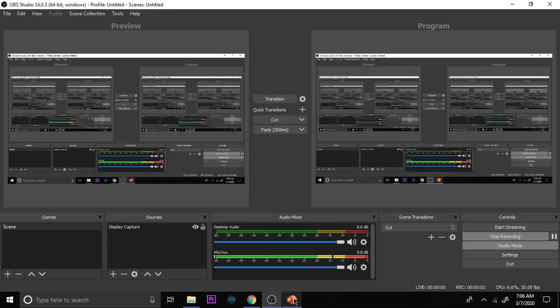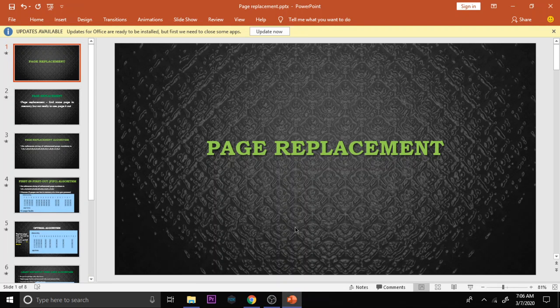Hello everyone, in this video we will see about the page replacement algorithm. Why the page should be replaced? We all know about the concept of swapping. Main memory is a small memory but it can be directly accessed by the CPU. But our programs are very large.